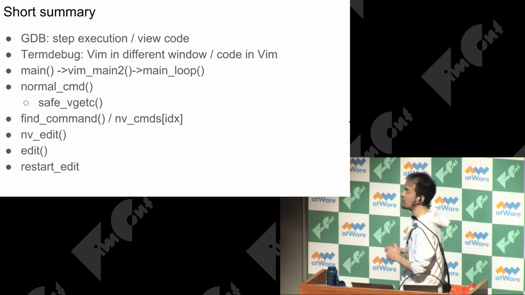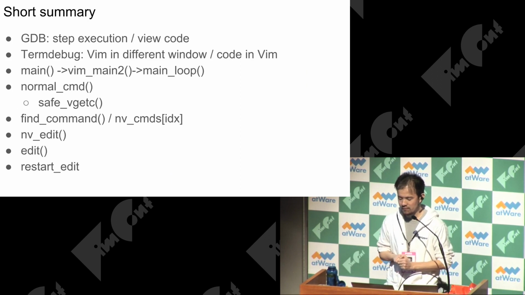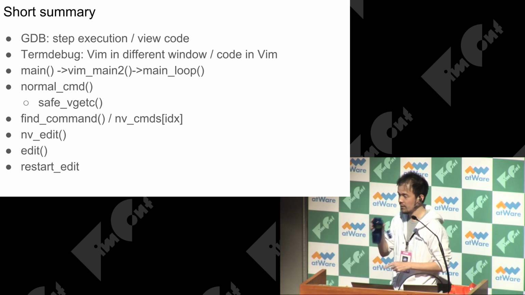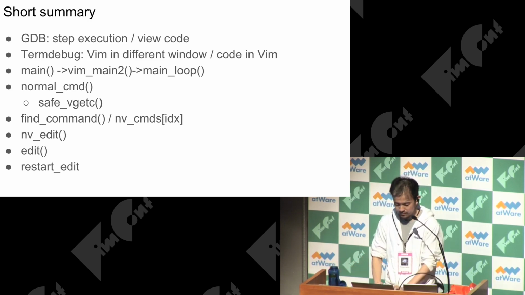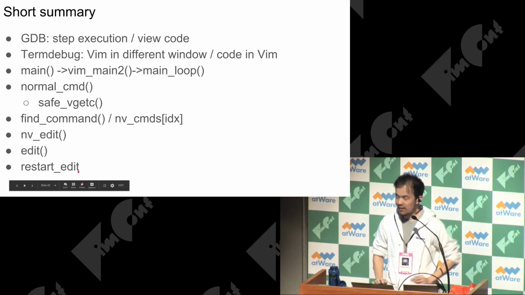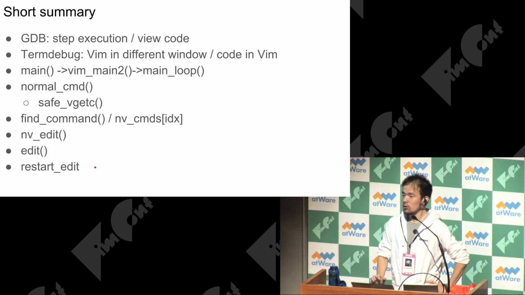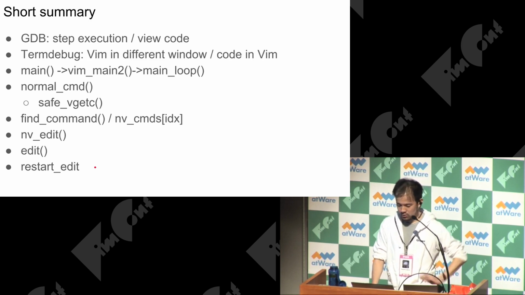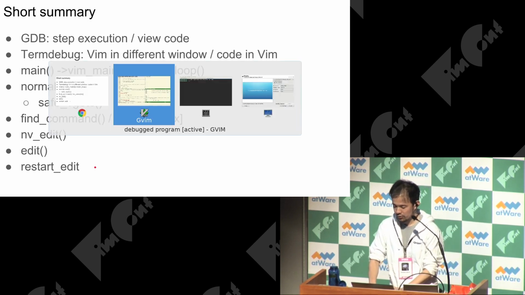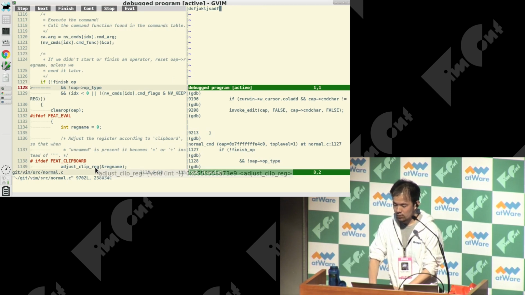Yeah, here's a summary of what I've shown. You can use termdebug to see what's happening from the very beginning to method dispatching, and you can also see the internal process. restart_edit is one thing I didn't introduce during this time. This is an internal global variable inside Vim to keep the state of whether you are inside Ctrl-O or not.